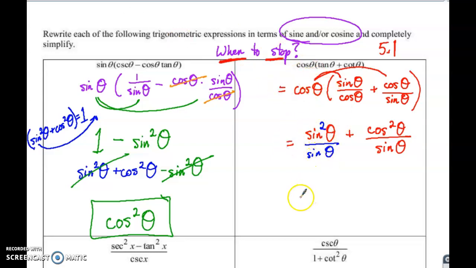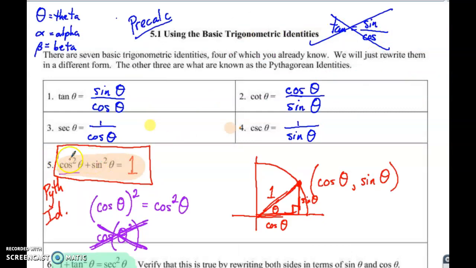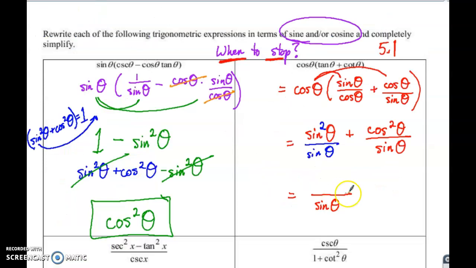Because I'm adding something. Well, now I can combine sines of theta together because the denominator is the same. And in the numerator, I have sine squared plus cosine squared. Well, if I go back one page, I know that sine squared plus cosine squared always equals 1. It would be to your benefit to memorize that. Now, some people will stop right there.